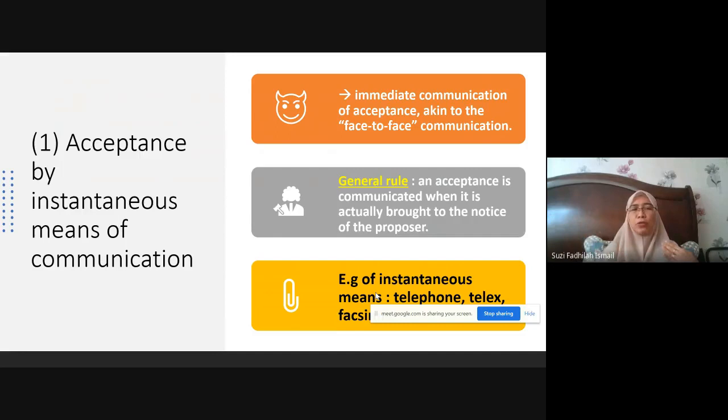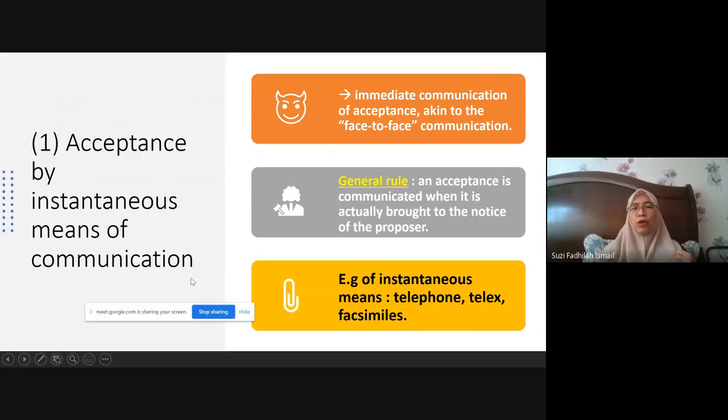Because you are talking to each other through the telephone. And what more if it is a video call? Nowadays we tend to have video calls. So what's the rule governing instantaneous means of communication? Acceptance is communicated when it is brought to the notice of the proposer, the one who makes the offer. The moment it is communicated to him or her and he or she is aware of it, then yes, that's a contract. Communication is considered completed. So examples of instantaneous means include the telephone. Even a WhatsApp call is considered like a telephone, isn't it?